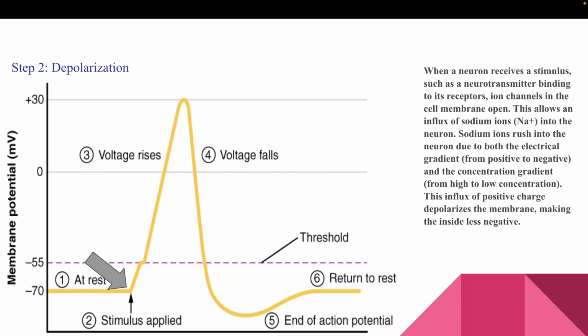Step 2. Depolarization. When a neuron receives a stimulus, such as a neurotransmitter binding to its receptors, ion channels in the cell membrane open. This allows an influx of sodium ions into the neuron. Sodium ions rush into the neuron due to both electrical gradient and concentration gradient. This influx of positive charge depolarizes the membrane, making the inside less negative.